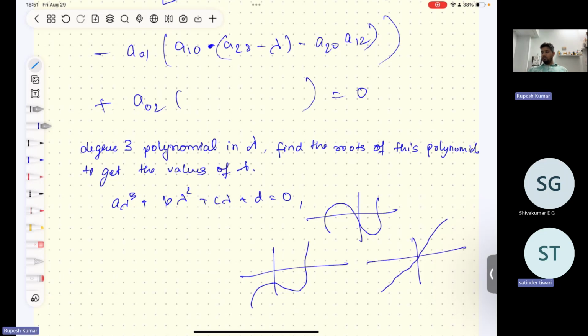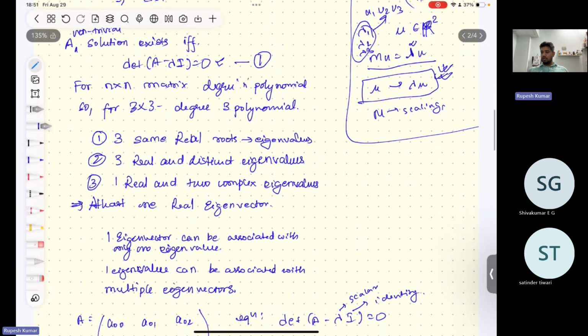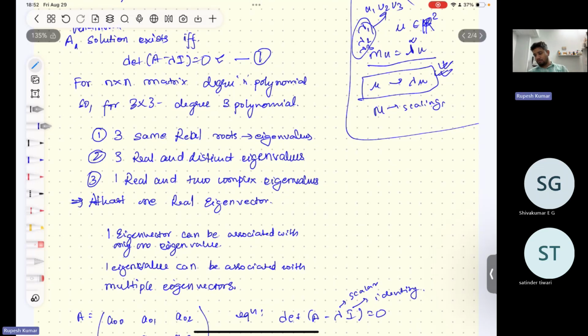There is one more case where you get all three roots to be the same, real and same roots. So there are three cases: three real roots which are the same, meaning three same eigenvalues; three real and distinct eigenvalues; or one real and two complex eigenvalues, right? So this is all we can say about the eigenvalues from here.